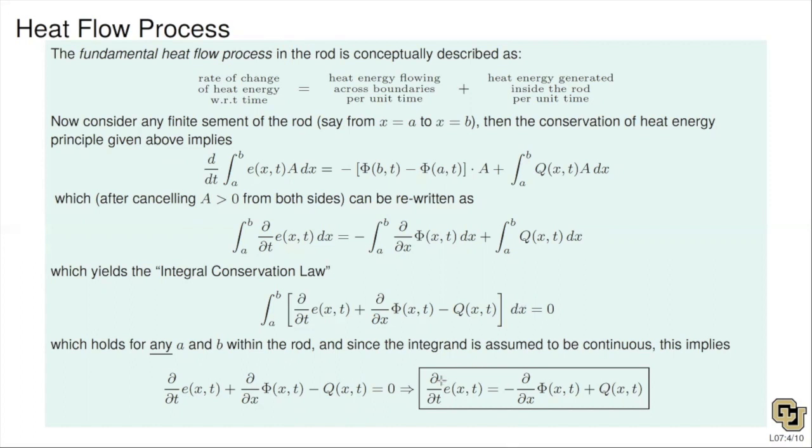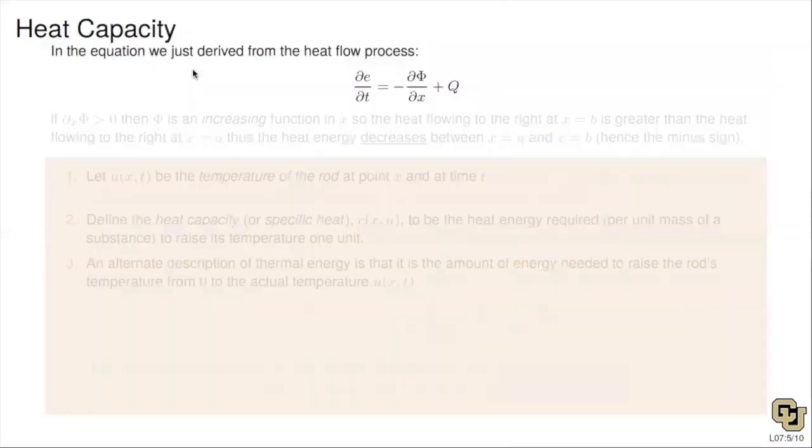So now what we're going to do is I'll write E, the heat energy, in terms of temperature. And then we'll write phi in terms of temperature. And then we'll put all those things together and get the heat equation. So let me now write the heat energy in terms of temperature.